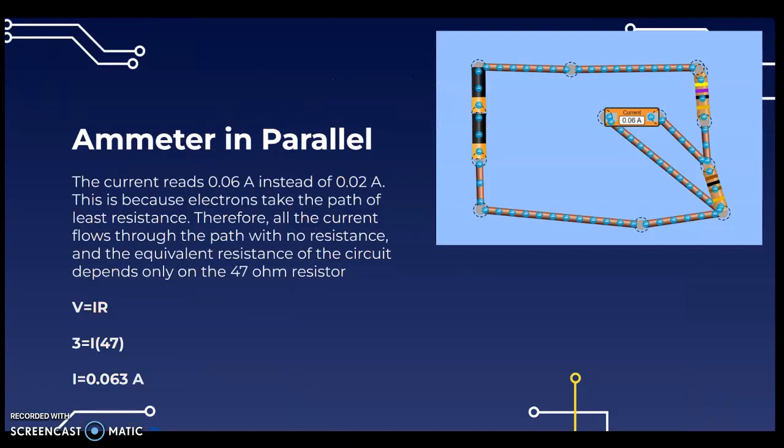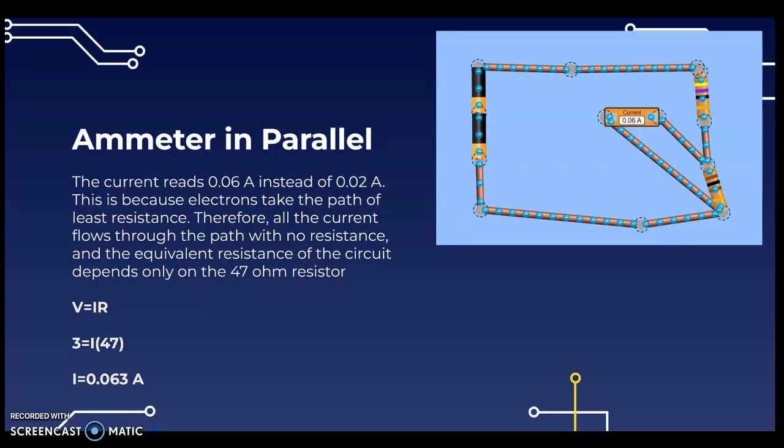When the ammeter is placed in parallel to the resistor, the current reads 0.06 amps instead of 0.02 amps. This is because electrons take the path of least resistance. Therefore, all the current flows through the path with no resistance, and the equivalent resistance of the circuit depends on only the 47 ohm resistor.